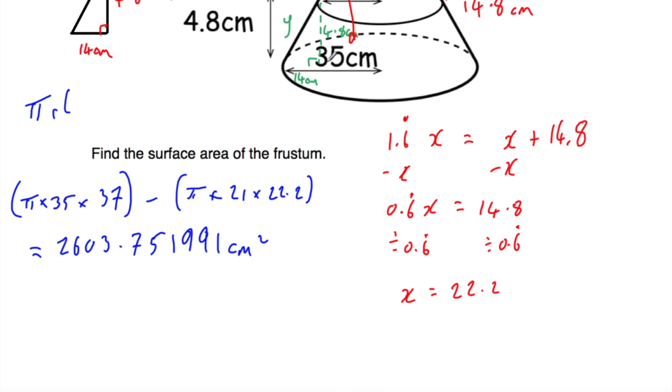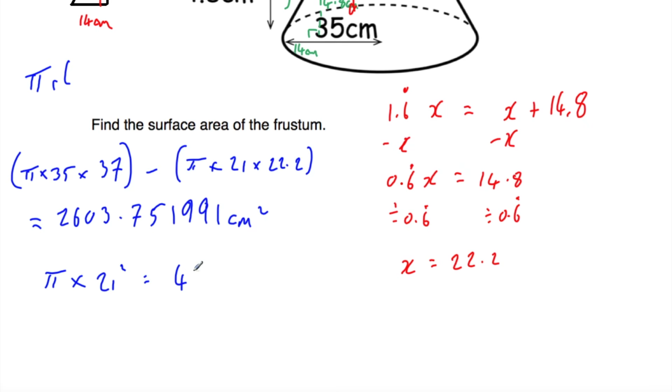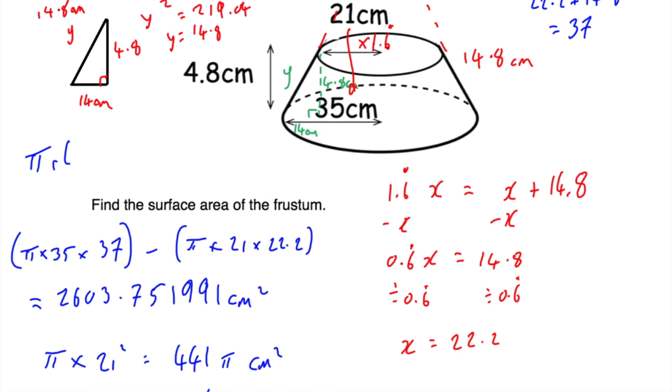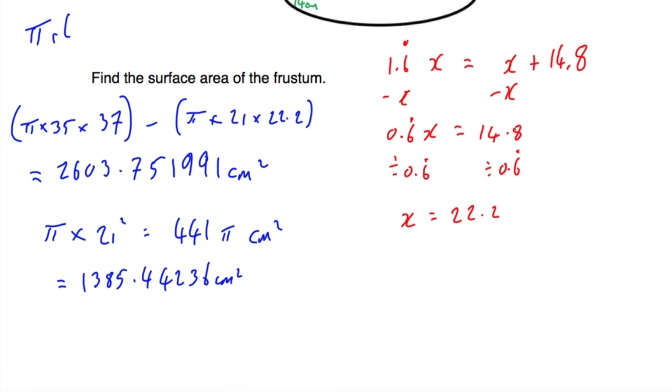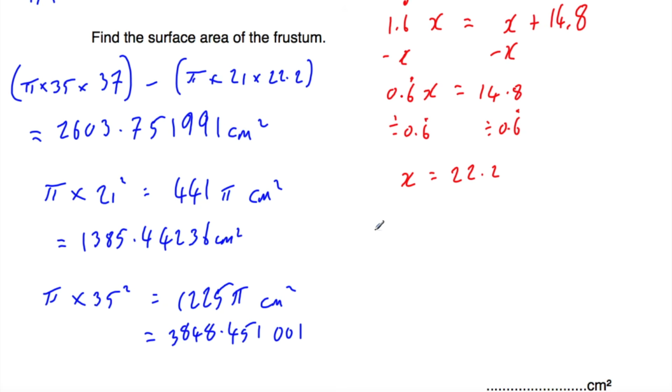So let's do the area of the circle on the top of the frustum. That's pi times the radius, which was 21, so 21 squared, and that's equal to 441 pi centimeters squared, or as a decimal number, 1,385.44236 centimeters squared. So that's the area of the circle on the top of the frustum. In terms of the area of the circle at the bottom of the frustum, that's got a radius of 35 centimeters. So we're going to do pi times 35 squared, and that's equal to 1,225 pi centimeters squared, or as a decimal number, 3,848.451001. And then if we add them up, that'll give us the total surface area of that frustum.